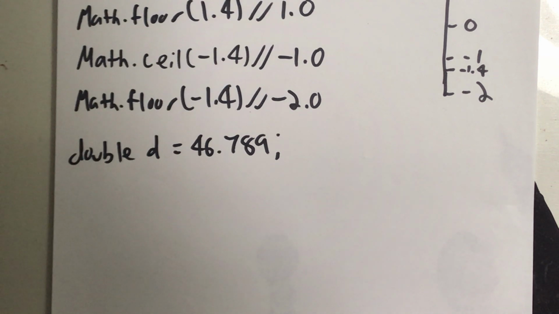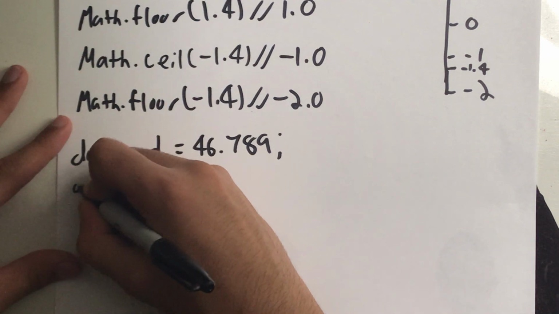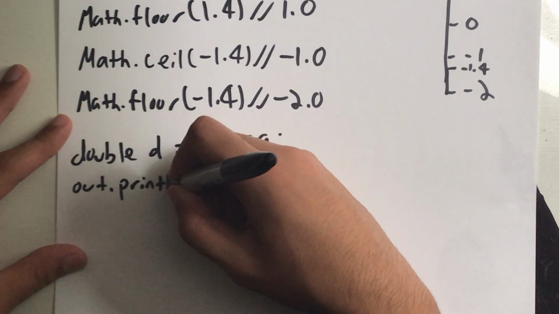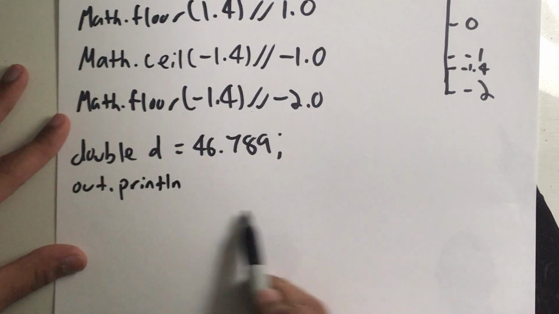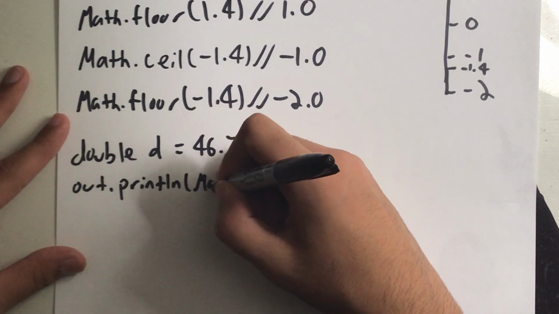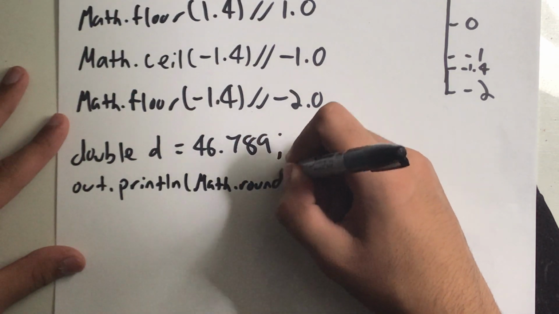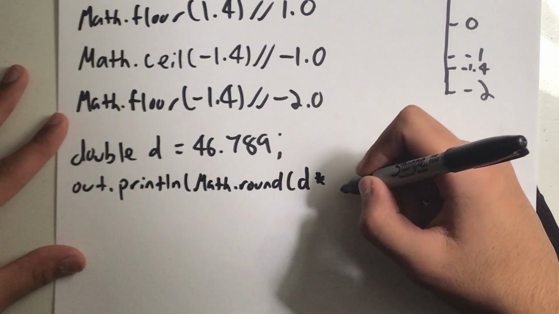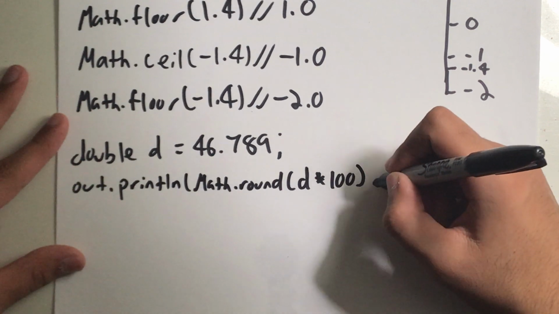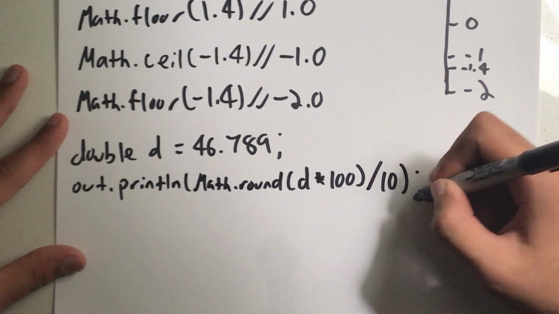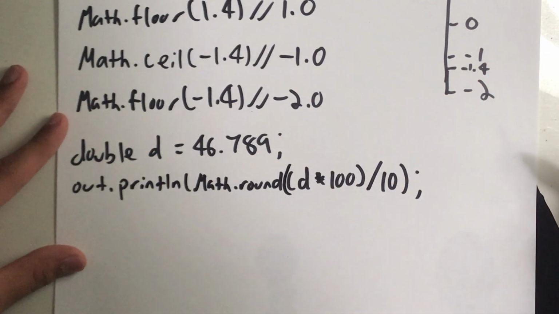So let's do the problem that I was gonna show you. Okay, let's say we had out.println. Println means you're gonna print the answer and then you're gonna create a new line. That's what the ln is for. Math.round(d times 100) divided by 10. This should be another parentheses.